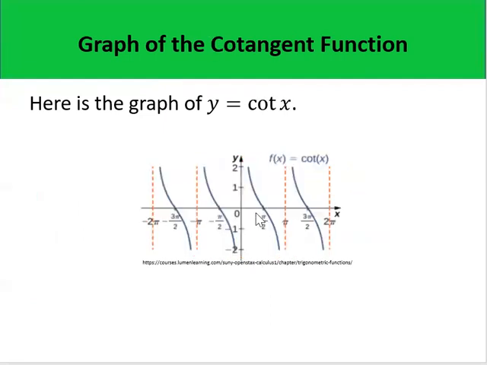Now for the cotangent function, the graph of the cotangent function is like a reflection of the graph of the tangent function. It's also extending indefinitely upward and downward. So for the domain of this function, the domain is the set of all x values except those at the vertical asymptotes. And the vertical asymptotes happen at negative 2 pi, negative pi. This one is also a vertical asymptote at 0, at pi, and at 2 pi.